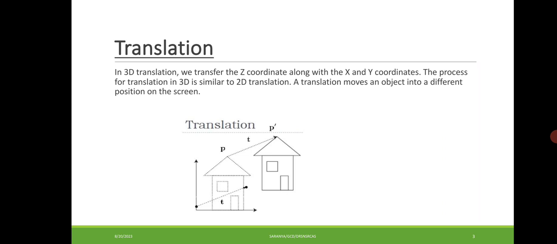The next is translation. In 3D translation, we transfer the z coordinate along with the x and y coordinates. The process of translation in 3D is similar to 2D translation. A translation moves an object into a different position on the screen. You can see the picture. The point P is transferring to P1. You can see the translation of an image from one place to another using the Z axis.